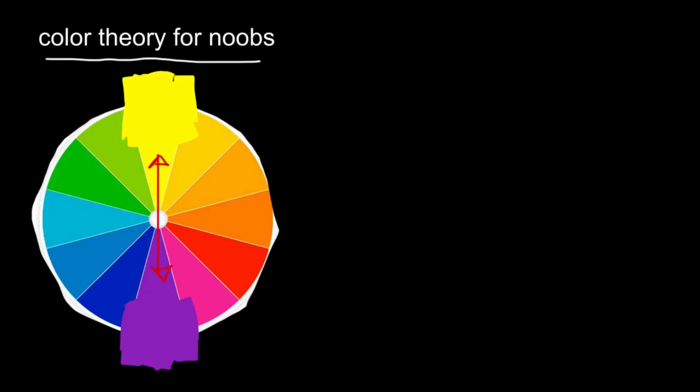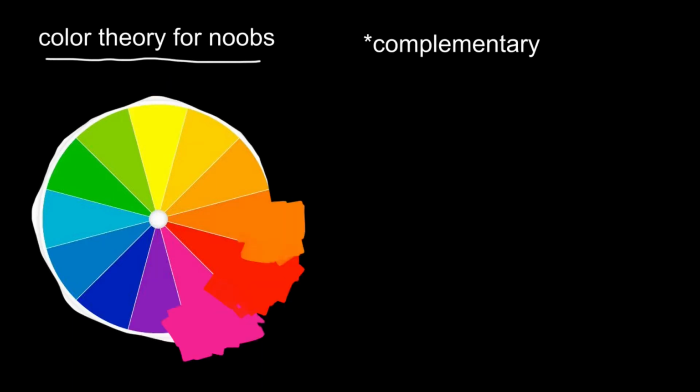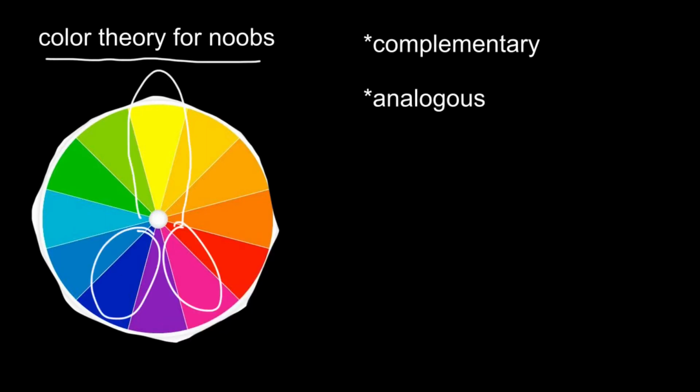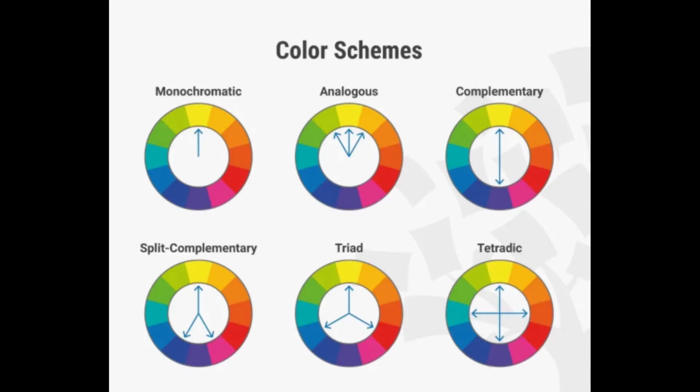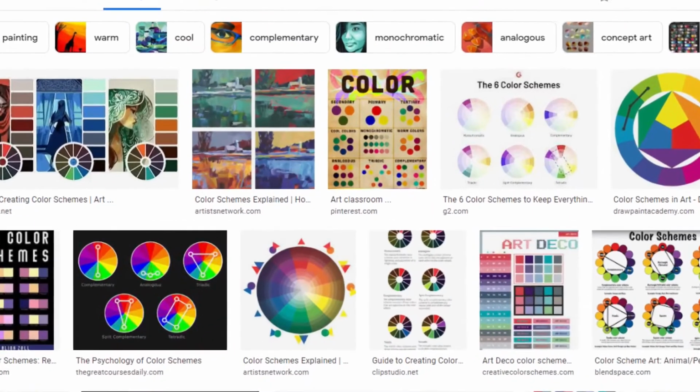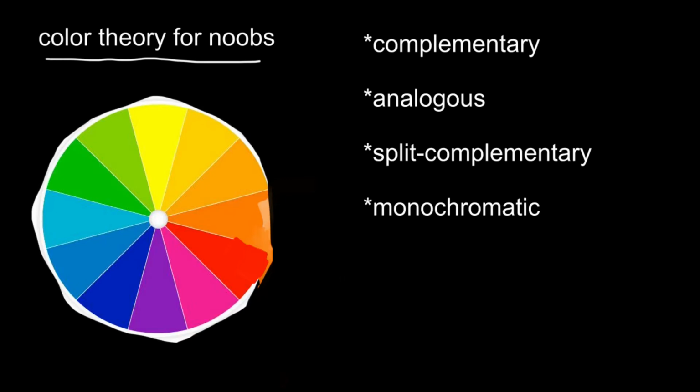If colors are directly across from each other, they're complementary. This is the easiest and most important one to remember. If they're right next to each other on the color wheel, they're analogous colors. If they're in this formation, it's a split complementary color scheme. If you only use one of these colors in differing values, that's a monochromatic color scheme. And at this point, I'm just reading off this image I found on Google. Still, there are more color schemes, but these are the main ones.